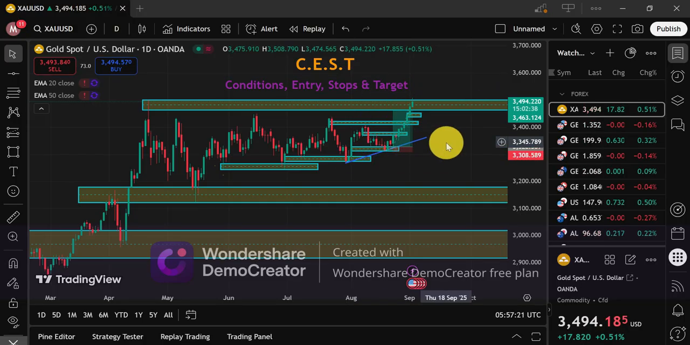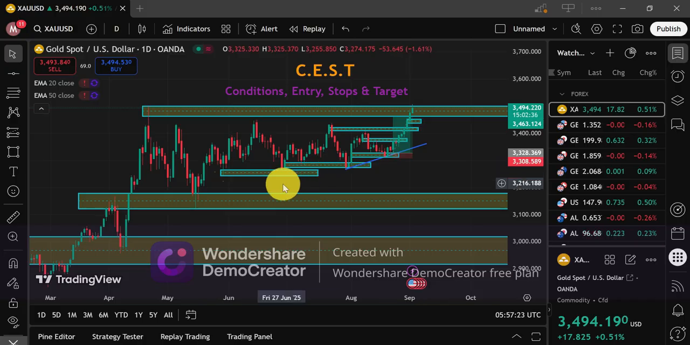Now, what do we mean when we say conditions, entry, stops, and targets? It means that for every chart we come up to, what are the conditions on the chart? What can you see on the chart? What is the chart doing? You want to pay attention to, is it price action, is it technical analysis, is it candlesticks, is it chart pattern, is it liquidity, is it supply and demand. All of these are part of the conditions you want to look out for when trading the financial market.